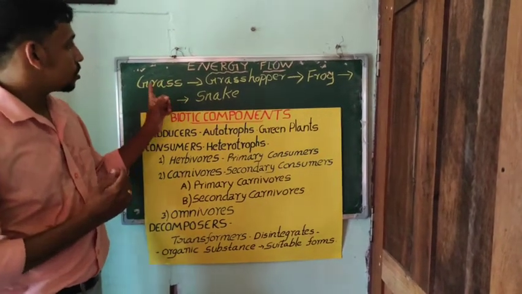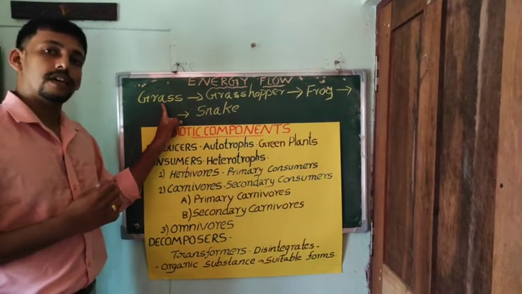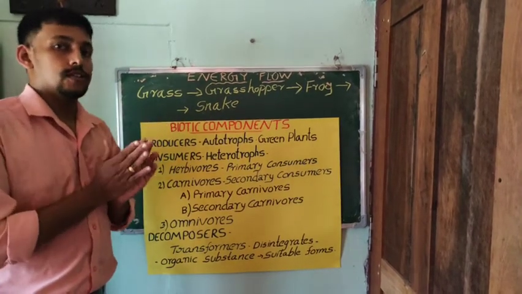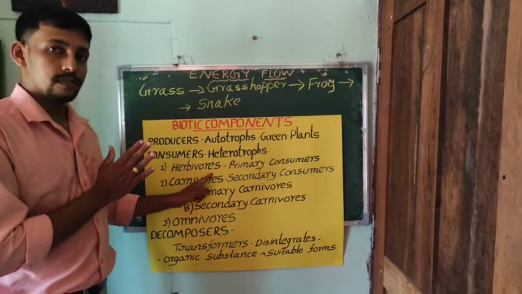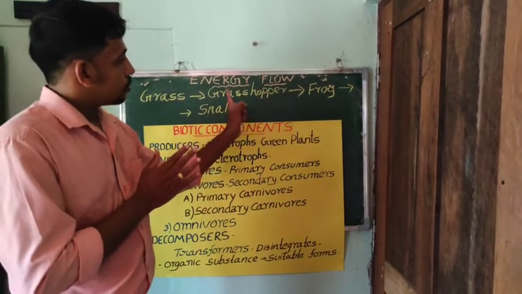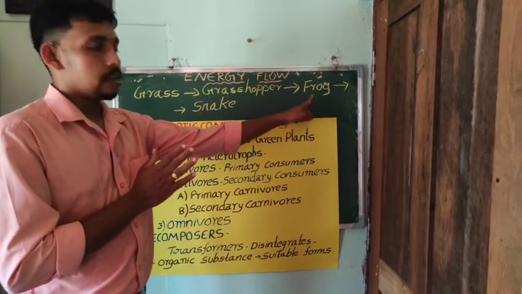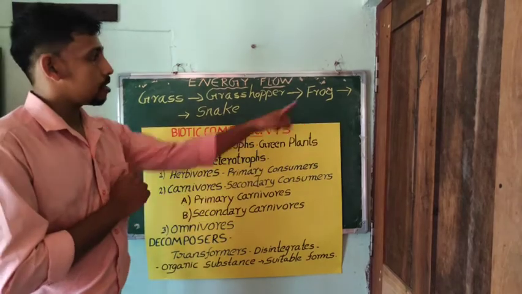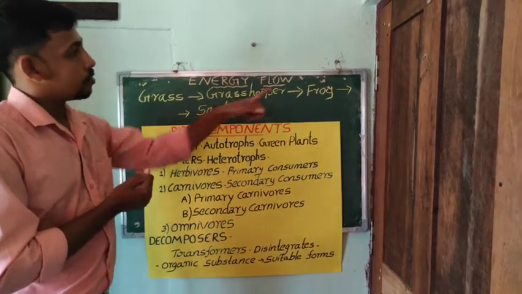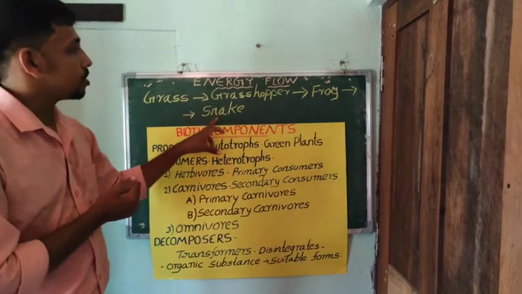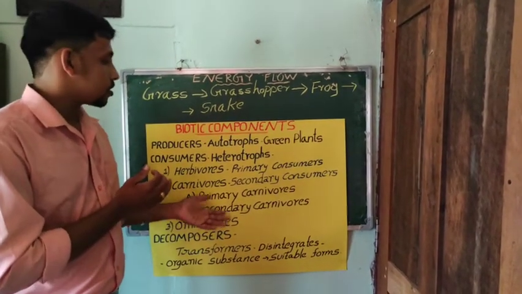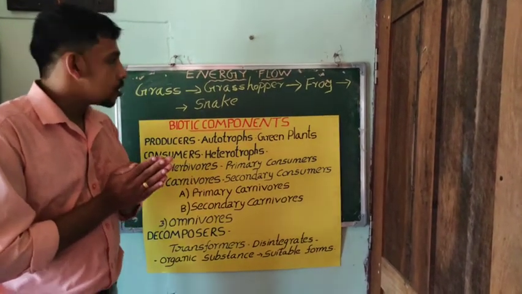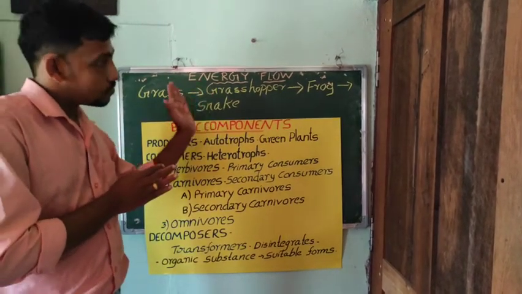So you can see here, the grass is a producer. A grasshopper is a consumer, a primary consumer, or a herbivore. A frog feeds on this grasshopper, so it is a secondary consumer, or a primary carnivore. Then the snake can feed on these frogs, so it becomes the tertiary consumer, also a carnivore, a secondary carnivore. We'll learn about this energy flow later.